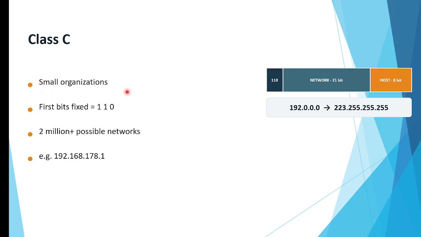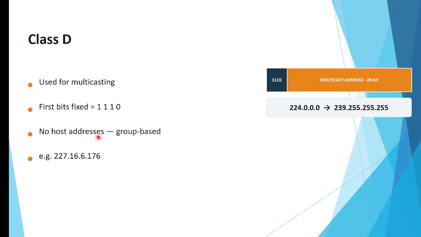So next one is the class C. Class C addresses are used for a smaller organization with a limited number of hosts. Here the first 3 bits are fixed as 110. 3 bytes go to the network ID and the remaining 1 byte goes to the host ID. Over 2 million possible networks can be created in class C address.